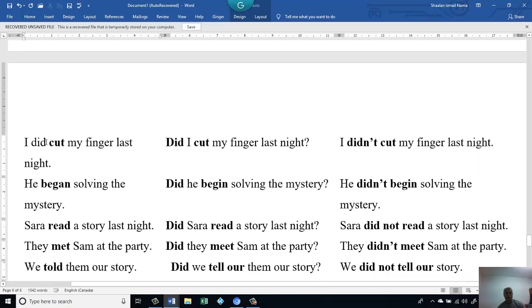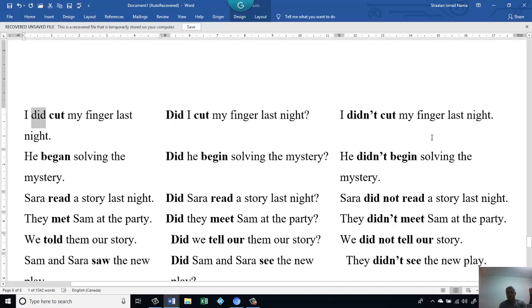Then in order to make a short answer question, I just take the auxiliary verb and put it in front of the subject. Then I have: Did I cut my finger last night? Then we're going to say yes, I did, or no, I did not. To make it negative and then contract it, we say I didn't cut my finger last night.